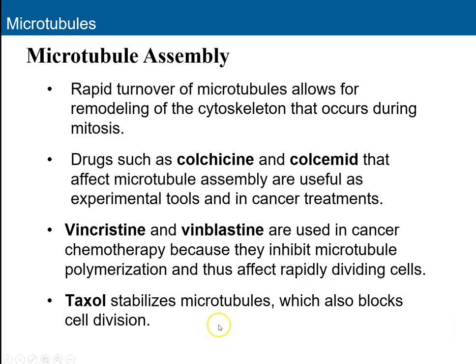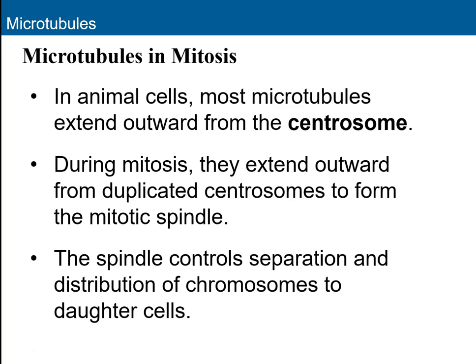Another one, Taxol, will stabilize microtubules and also block cell division, because you have to have this dynamic shrinkage and growth of the microtubules in order for mitosis to occur. If you don't allow that dynamic instability, the microtubules can't function properly. So if you disrupt microtubules, it's going to interfere with mitosis, particularly the formation and function of the spindle.